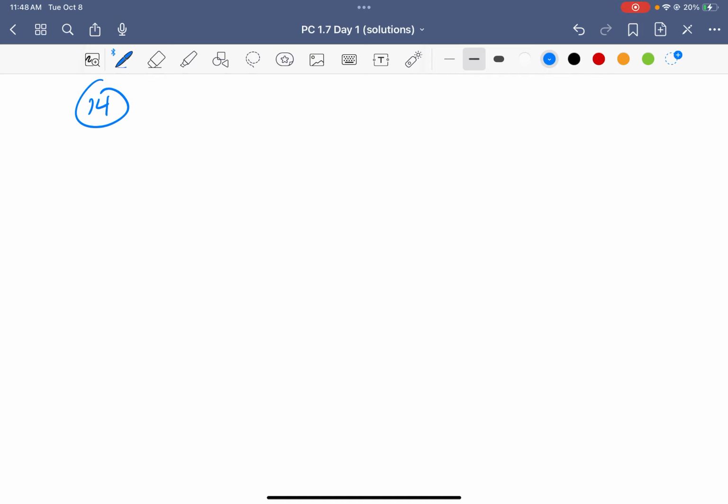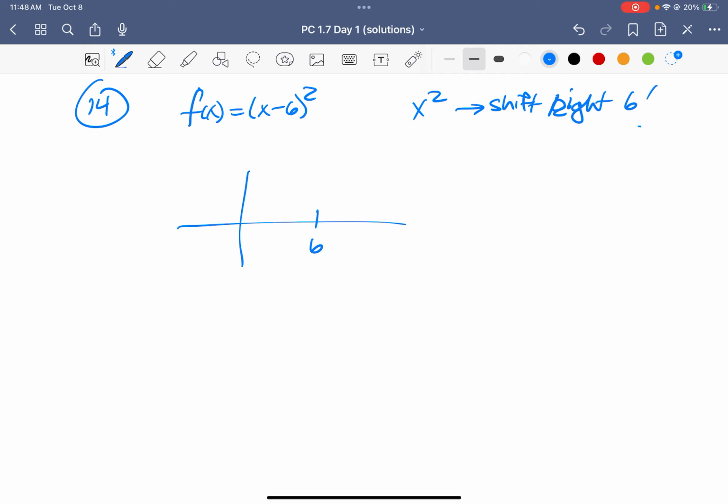Now I go on to 14, and it wants me to find the domain of each function. Find a domain where it is 1 to 1 and non-decreasing. So that means it wants it to be either stable or going up. So if I have 14, I know that this is just this function, but we shift right 6 units. So it's going to be over here at 6, and it's going to open up like this.